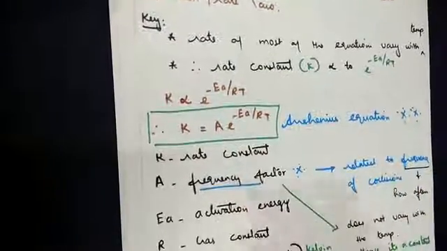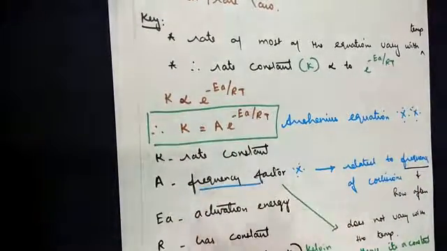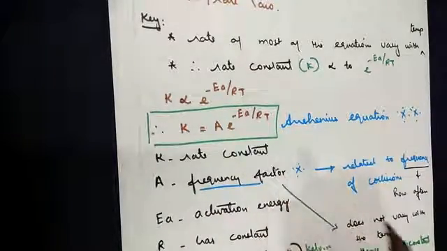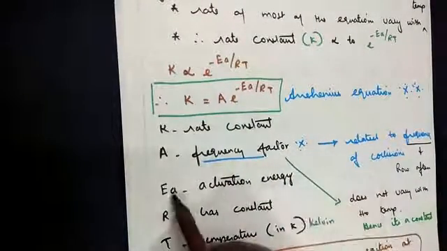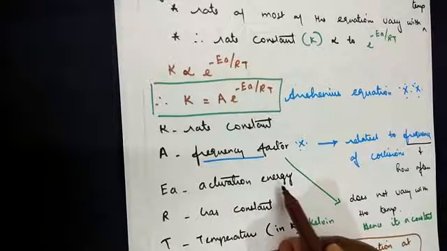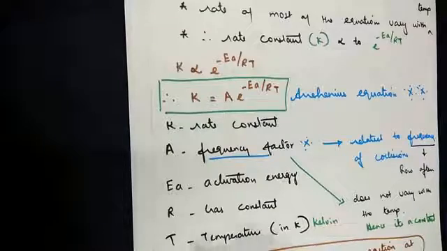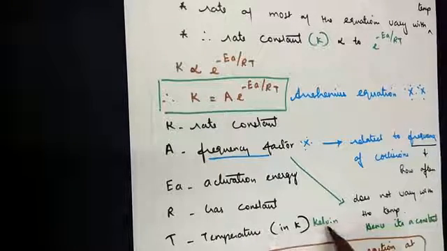Explaining the terms of it, k stands for rate constant. A stands for frequency factor. We'll come back to this particular point a little later. Ea stands for activation energy. We have seen it previously. R stands for gas constant. T stands for temperature in Kelvin.